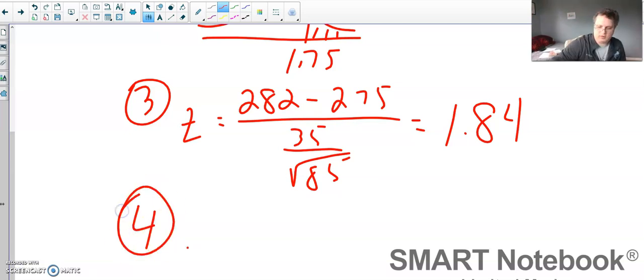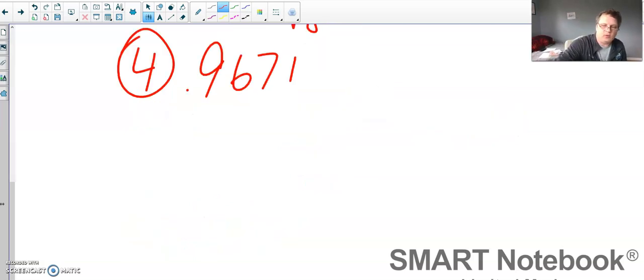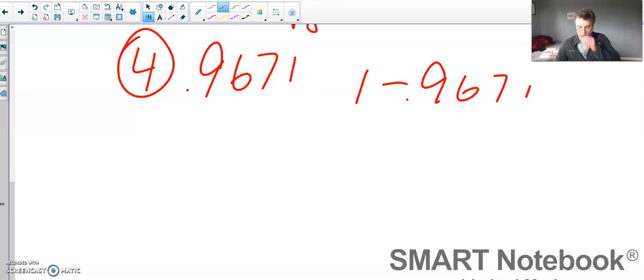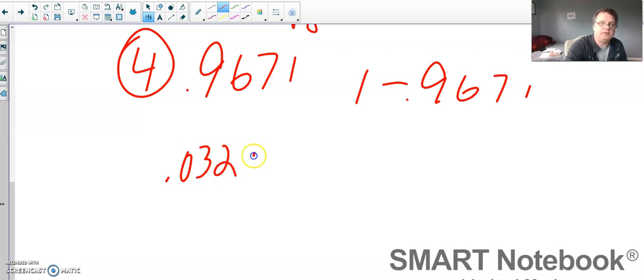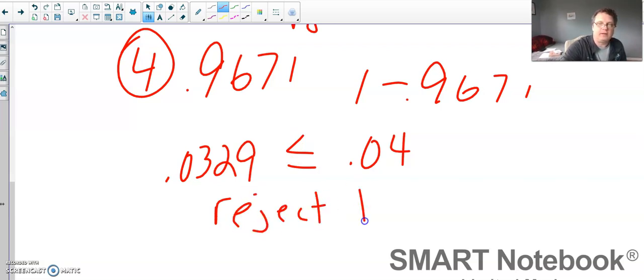So step 4, you have a p-value. If you look up the 1.84, you get 0.9671. Since you shade away, you would have to do 1 minus 0.9671. Or if you just looked up negative 1.84, you would get 0.0329. Now you're comparing that to 0.04. Since it's less than or equal to, you are going to reject the null hypothesis.